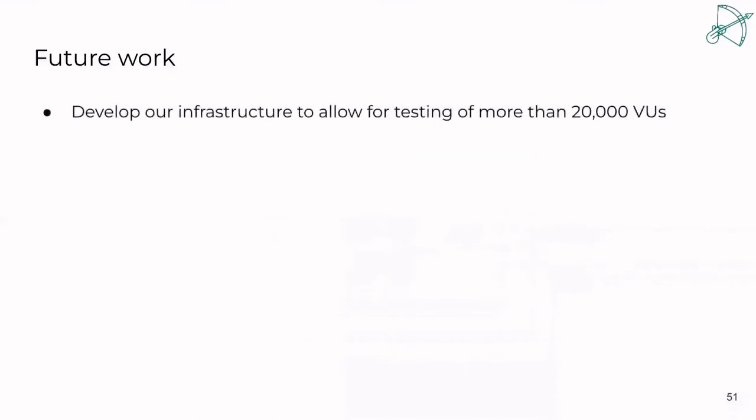Let's briefly talk about some things we would like to add to Artemis in the future. Our current infrastructure allows for testing up to 20,000 VUs. This limitation is a function of our aggregation implementation. We would like to explore ways to scale this aggregation step to accommodate an even greater number of VUs.